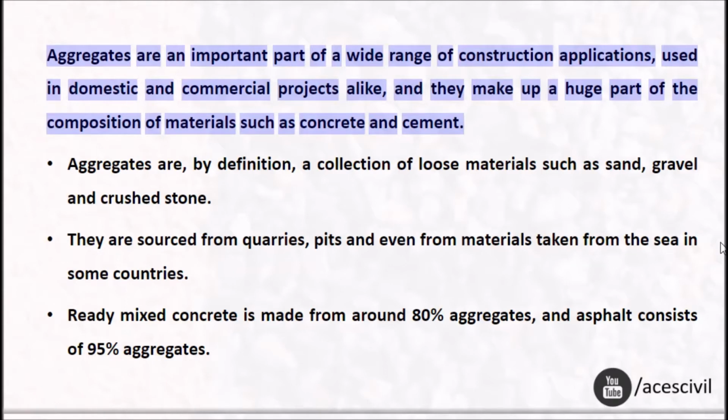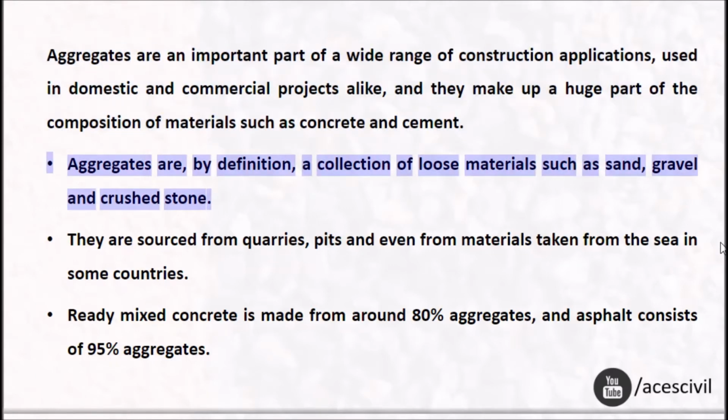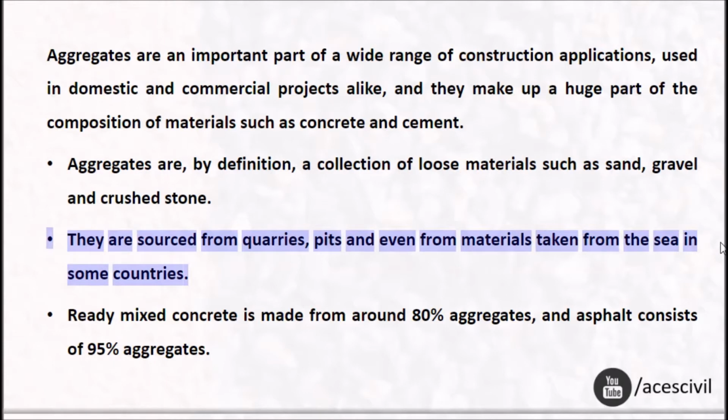Aggregates are an important part of a wide range of construction applications, used in domestic and commercial projects alike, and they make up a huge part of the composition of materials such as concrete and cement. Aggregates are, by definition, a collection of loose materials such as sand, gravel, and crushed stone. They are sourced from quarries, pits, and even from materials taken from the sea in some countries.